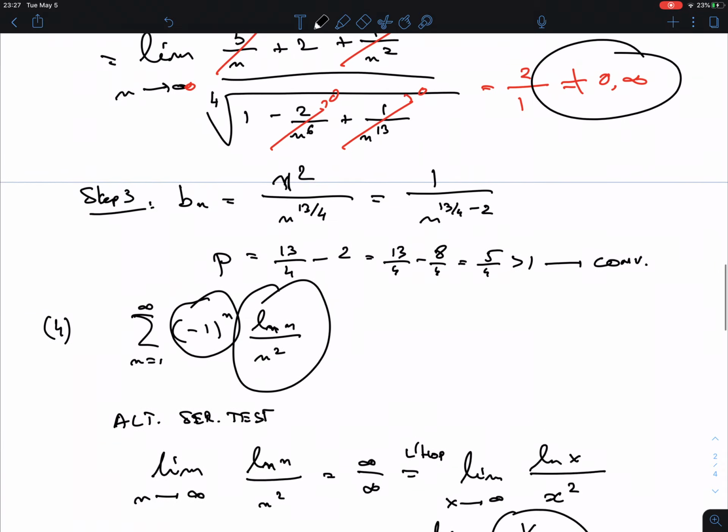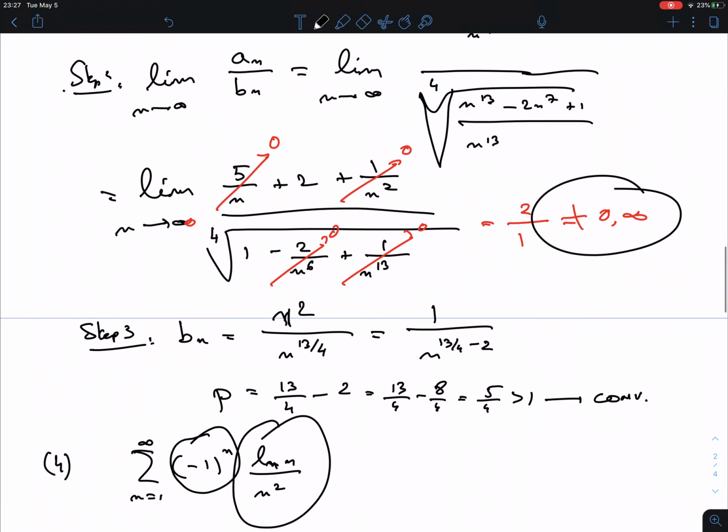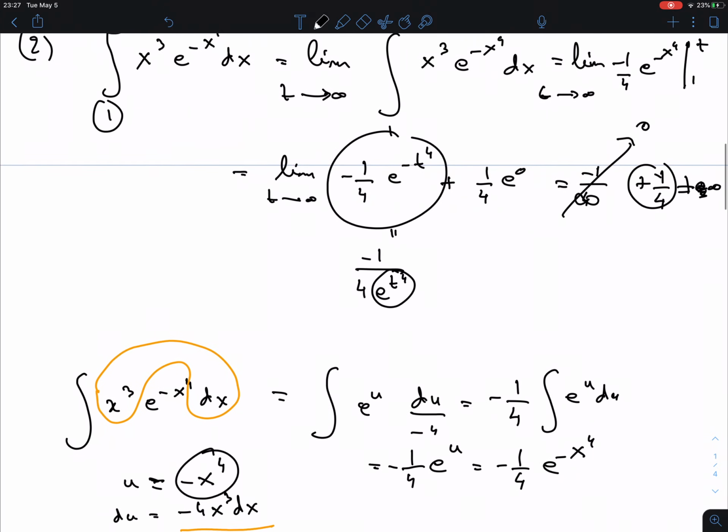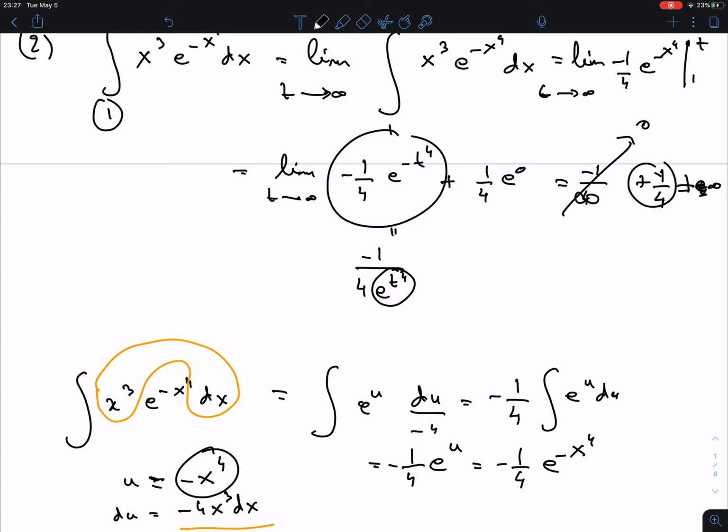So this is convergent too. Okay? So the test was very simple, right? It was always convergent. But the whole point is, of course, to show all the details.